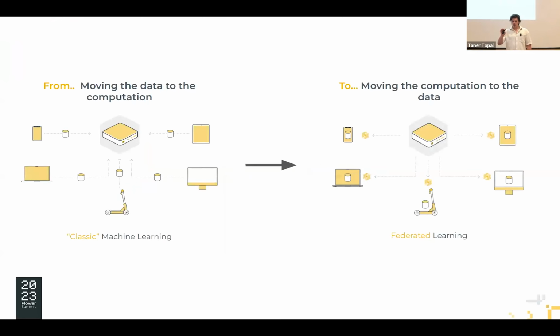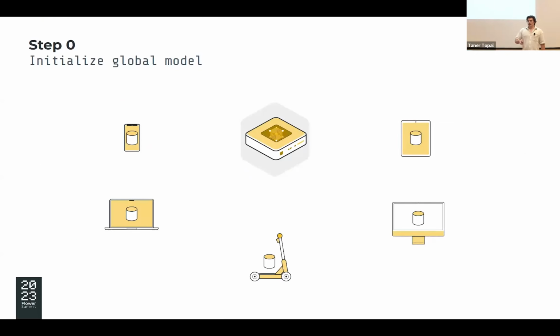With the classic machine learning setup, we moved the data to the computation, to the centralized server. Now the essence of the federated learning approach is to move the computation to the data. In this way, we can keep the sensitive data on the devices and only move the results of some computations to the server. The basic federated learning algorithm follows these steps.